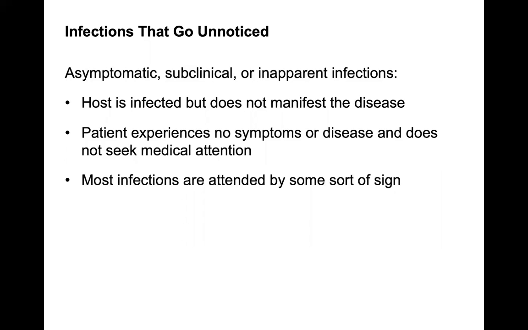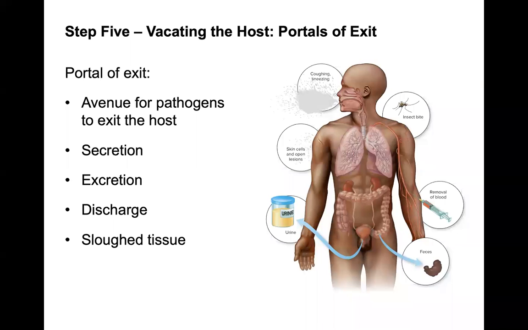Now, sometimes infections can go unnoticed. Asymptomatic or subclinical or inapparent infections. The host is infected but does not manifest the disease. The patient experiences no symptoms or disease and does not seek medical attention. Most infections are attended by some sort of sign. And we're starting to see this with coronavirus. There are people, healthy individuals, that are asymptomatic. That's what this would necessarily be a result of.